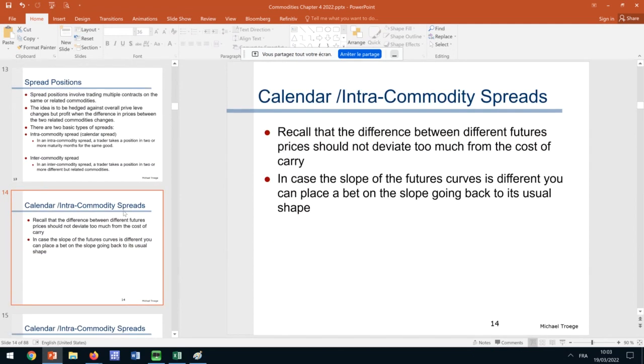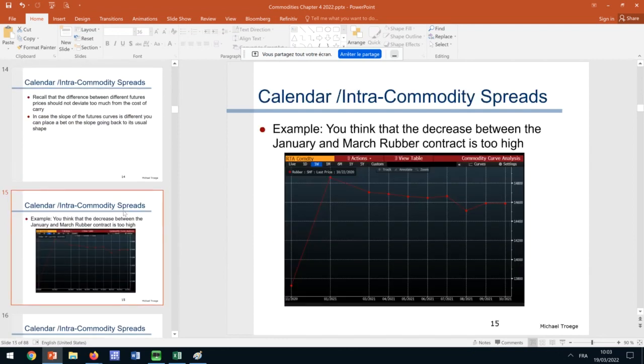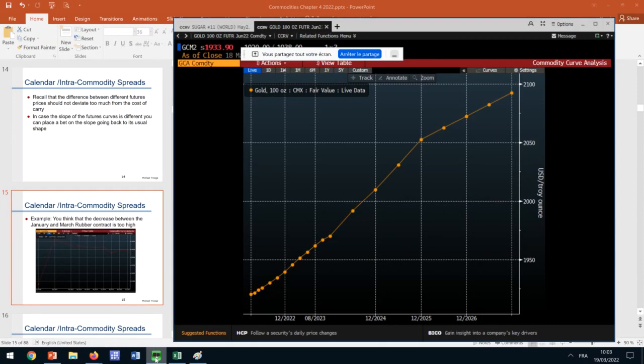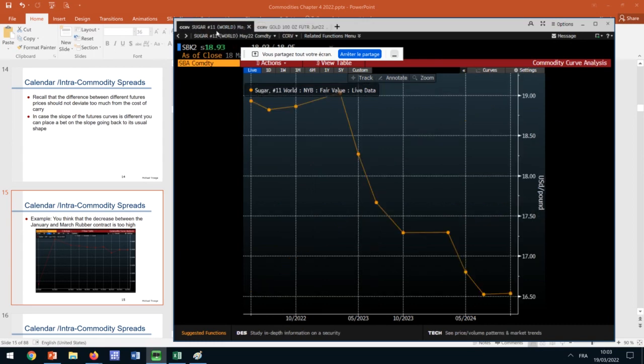For example, this allows you to place bets on the shape of the futures curve. This is the old example I had last year, but we can look at Bloomberg and see what kind of contracts we could lock in. Let's look at sugar in the world. This is a sugar future, and it's strongly downwards sloping.